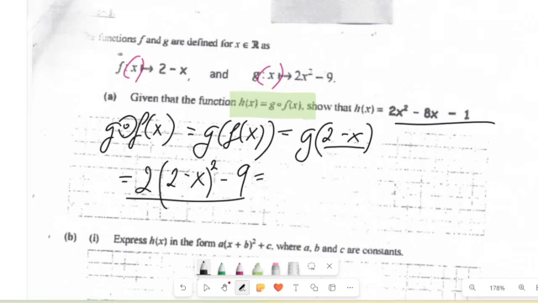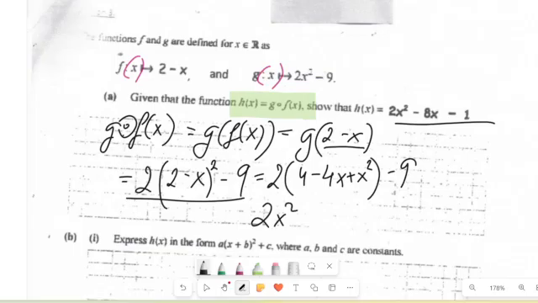So let's expand the brackets, and then I get 4 minus 4x plus x squared minus 9. Remove the brackets, so that will be 2x squared minus 8x, and then 2 by 4 is 8, minus 9 will give me minus 1, and that's my final answer for this one.